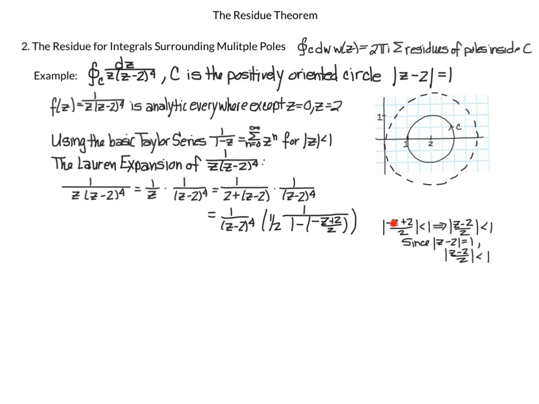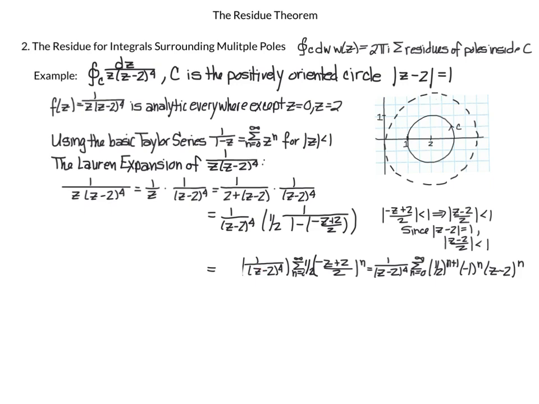I can change this to a negative inside, introduce a negative. Since it's in the absolute value, I get the absolute value of z minus 2 over 2 is less than 1. But since we know we're inside the circle, the absolute value of z minus 2 is equal to 1, that means we know that the absolute value of z minus 2 over 2 will be less than 1, which means we can plug this formula here, use this in our basic Taylor series.